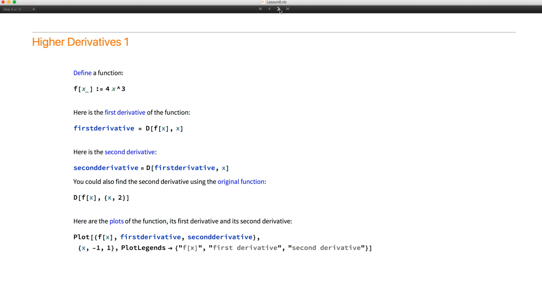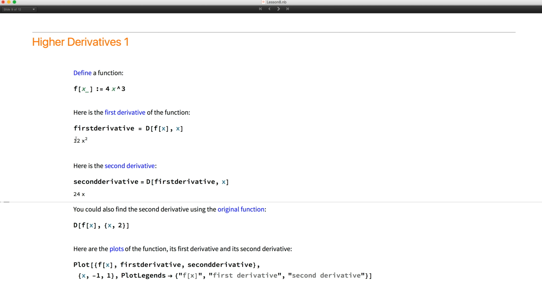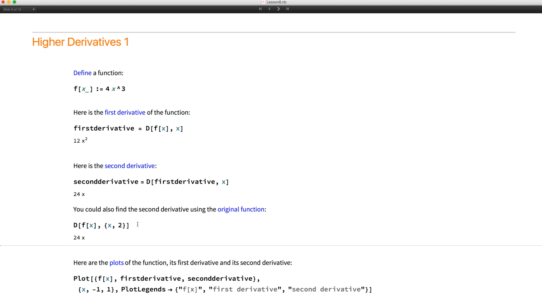Now, starting with a function, you can not just work out its first derivative, like over here, but you can go a step further and work out the second derivative. So the second derivative is the derivative of the first derivative. So if you start with 4x cubed, you get 12x squared, and then you get 24x. And you can get the same result by using D with this notation where it says differentiate f with respect to x 2 times. And you get back just the same answer. So that's a shorthand for computing the second derivative.